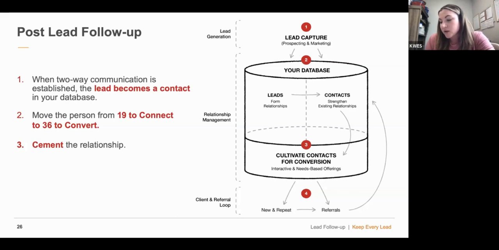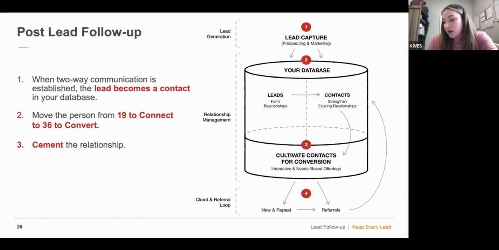So this also means that you will move the lead from 19 to connect to 36 to convert. You achieved the purpose of 19 to connect, which was to connect with that lead, opening the door for a two-way conversation. Connecting with that lead does not necessarily mean that they will do business with you or that your relationship is as strong as it could be. That is why you then continue into another touch campaign.